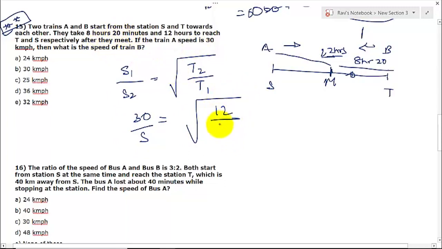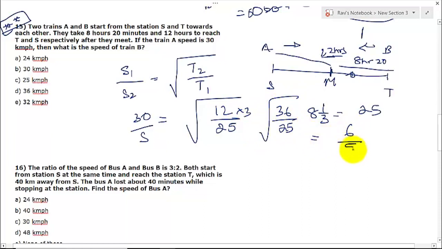8 1 by 3, in normal form it will be 25 by 3. So 25 will be here into 3. So this would be 36, that would be 25, that would be 6, that would be 5. So 30 by S, this would be 5 times, that would be S will be how much? 25. So value would be 15c.